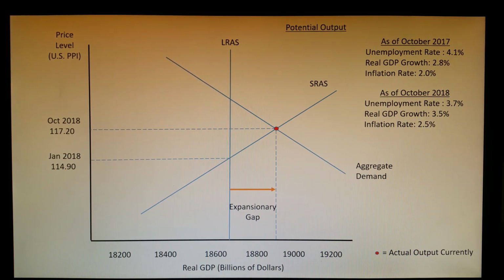So here I have short run aggregate supply, long run aggregate supply, and an aggregate demand curve. I also inputted price levels from October 2018 and January 2018 just to see a rise in price level. So it is what I believe to be an expansionary gap, and the red dot is our actual output currently.